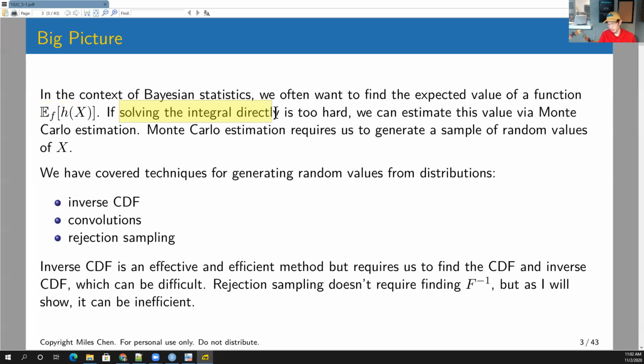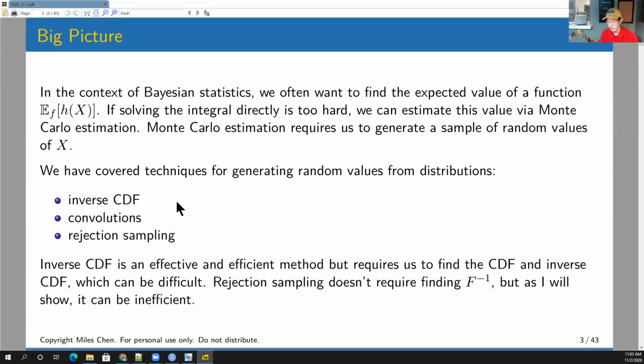And so what we can do is estimate this via Monte Carlo estimation, right? We generate a whole bunch of random values of x, plug them into h of x, and then take the sample mean, and we've done that a few times in our homework. Monte Carlo estimation depends on our ability to generate a sample of random values of x. That's a major thing we need to do for Monte Carlo integration. We talked about ways of generating random values: inverse CDF, convolutions, and rejection sampling.